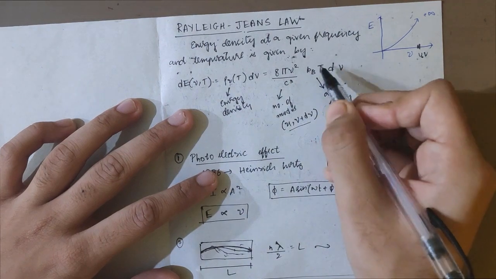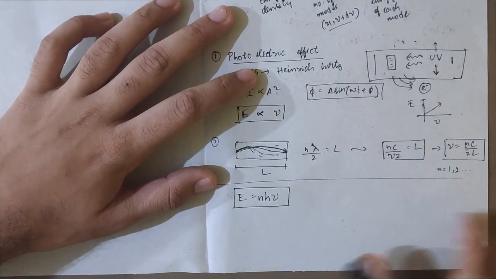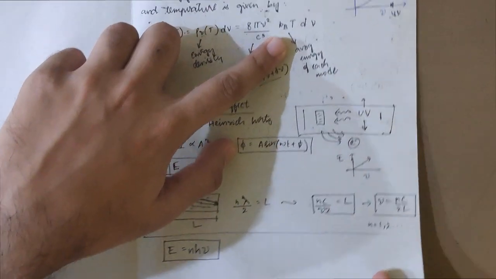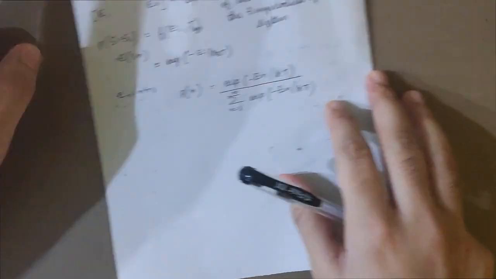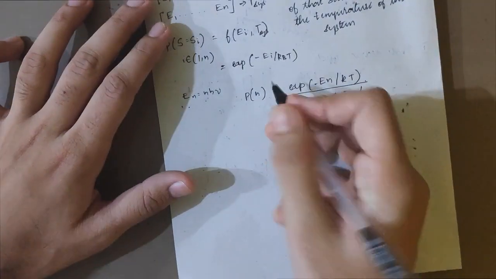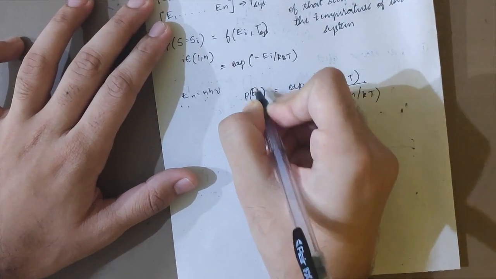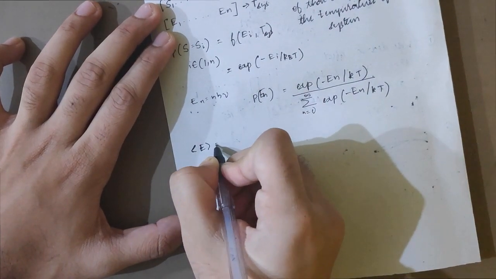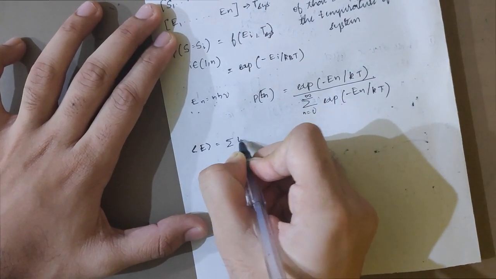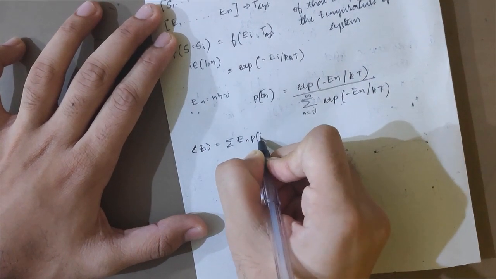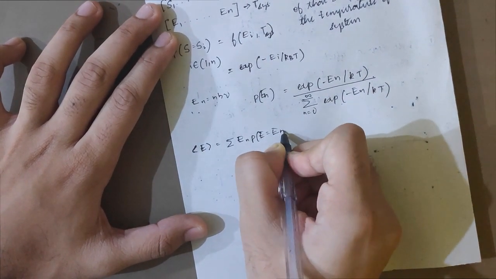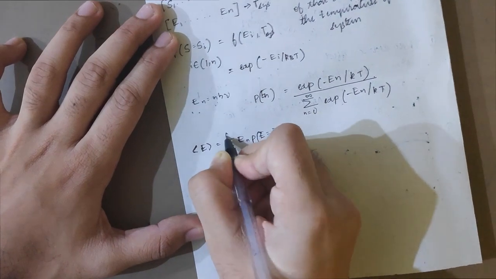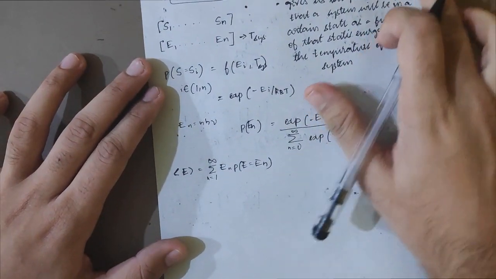This was derived classically. Now with this new assumption that energy is proportional to frequency, we want to find such a term. Now if you have the probability of energy being En, then the average value of energy is defined as the summation of En times P of E equal to En, where n is equal to 1 to infinity.